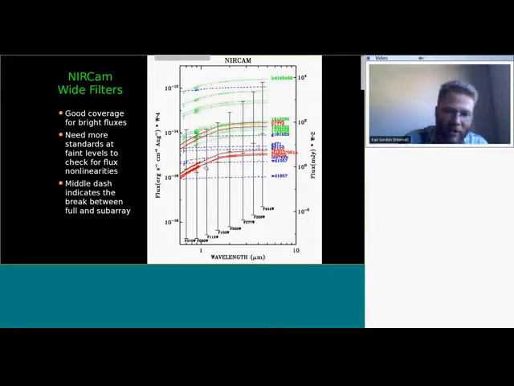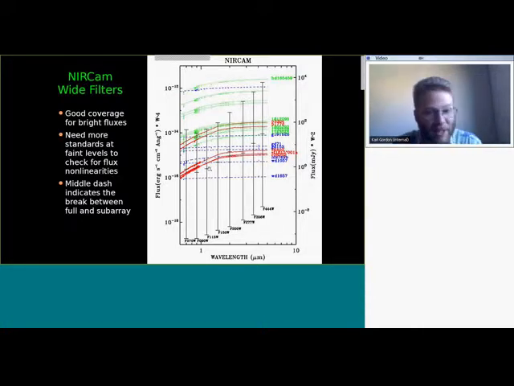And in the annual, there's a little tick mark somewhere in between, and that was the transition between using subarrays above that tick mark and the full array below it. So first off, you can see it. All right, so at the higher end, we're well covered. We've got a lot of sources, probably our 5 sources. But it's a lot, and so this is a good way to diagnose: do we need more standards?